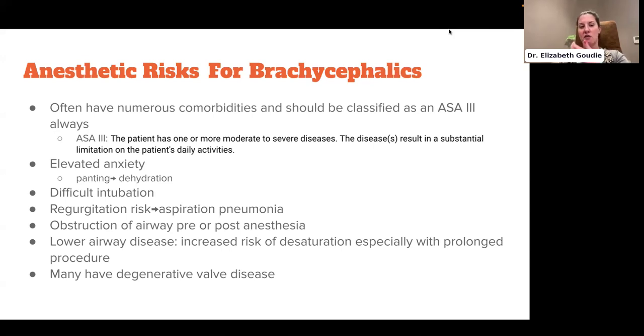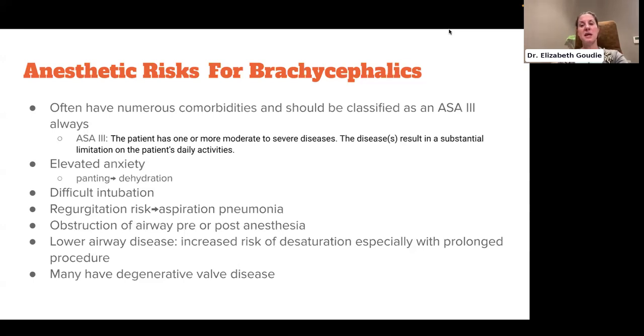I find that a majority of my neurology patients are clinically dehydrated. They maybe have not been eating and drinking properly for however long until the owner has brought them in. They're often panting and anxious. And so they usually are hemoconcentrated, and I find that most of them do need a nice fluid bolus. And this is just even more so for brachycephalics.